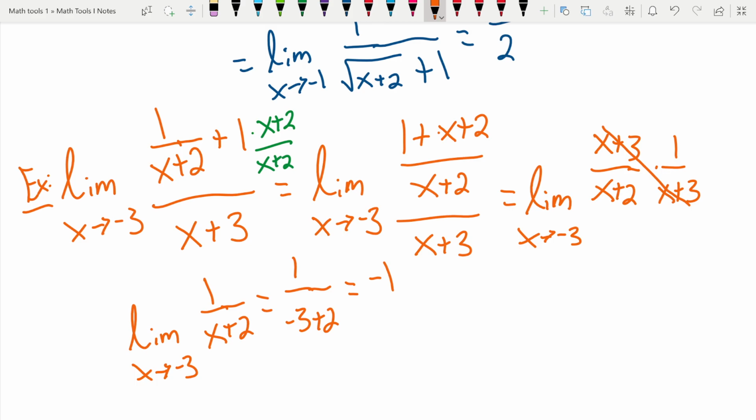And I just realized I didn't actually plug in -3 originally, but we can see if we plugged in -3, this would be -1 plus 1 is 0, and then the bottom would also be 0. So we would indeed get 0 over 0.